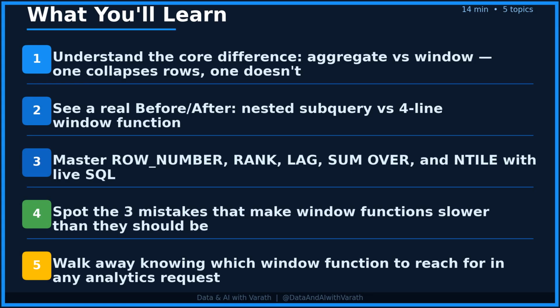Here's what we're covering. We'll start with the core mental model, how window functions actually differ from group by. Then a real before and after comparison with code you can steal. After that I'll walk you through 5 functions you'll reach for every week: rank, lag, sum over, rolling average, and NTILE. We'll hit the 3 mistakes that trip everyone up. And we'll end with the business impact.